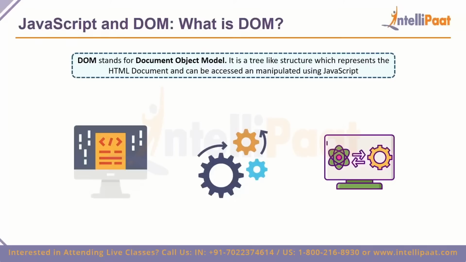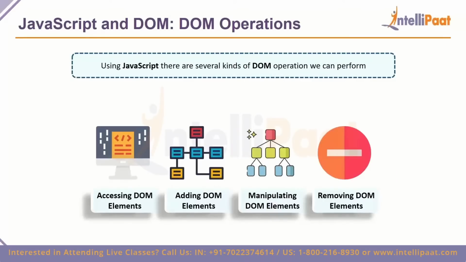So this is how the HTML document is structured, and then we take a look at JavaScript. JavaScript can be used to perform different kinds of manipulations on the DOM. Let's take a look at them one by one. So using JavaScript, there are several kinds of operations that we can perform on a DOM element. First one is accessing the DOM elements.